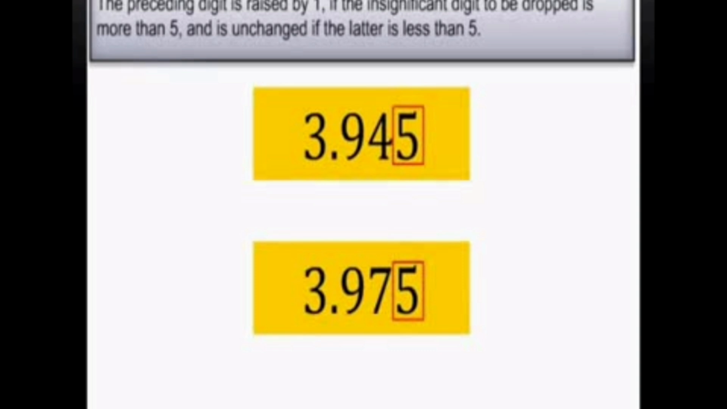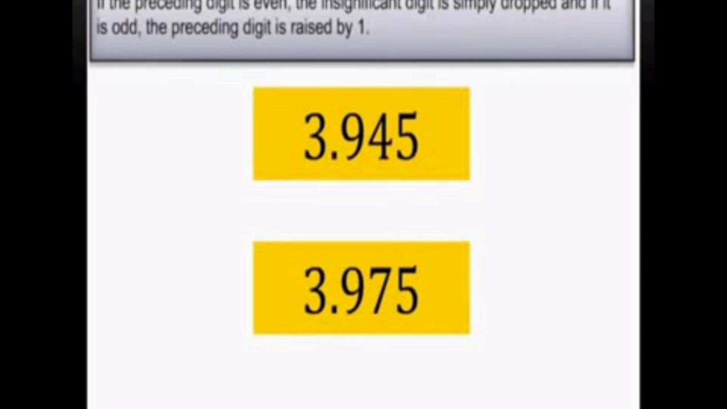Before that 5 you have a value of 4. So it is an even number. Suppose that value is 5 or less than 5. Less than 5 means we will leave it there. Suppose it is 5. For an even number you should not change that value. So you can take the rounded off value of 3.94.